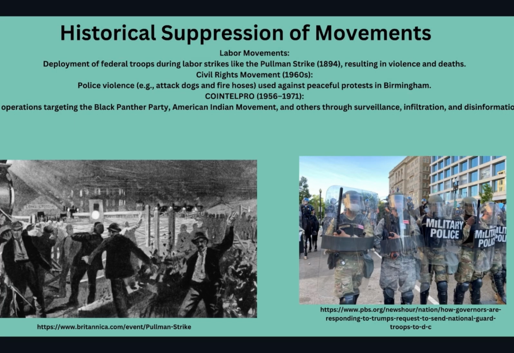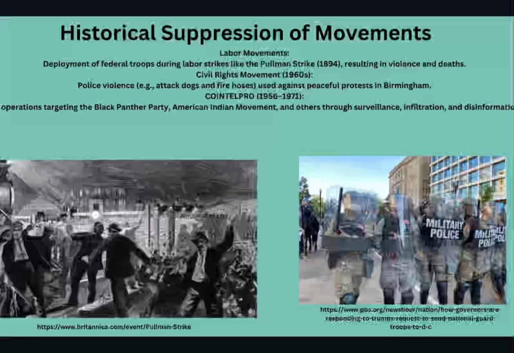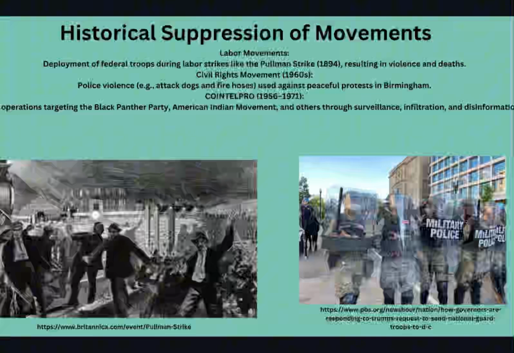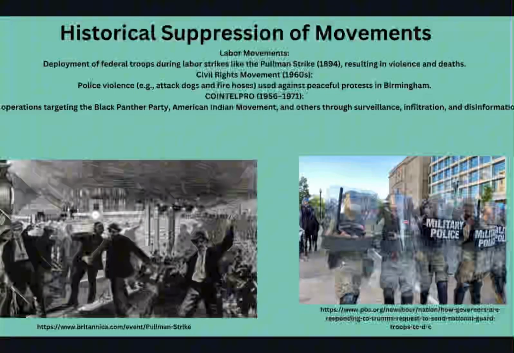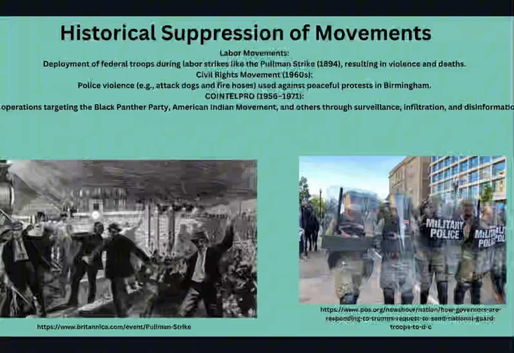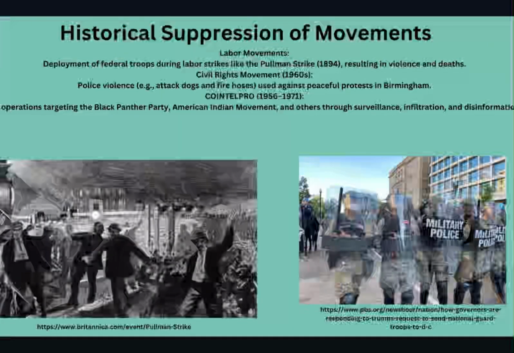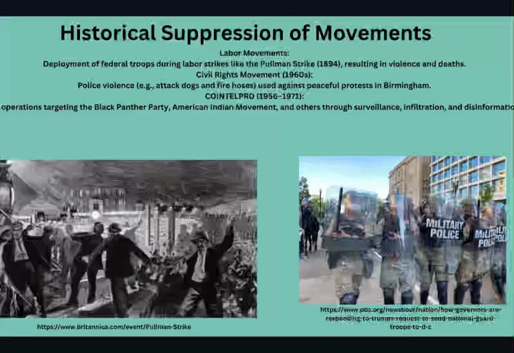In this slide, I talked about the historical suppression of movements. Throughout history, powerful forces have sought to suppress social movements to maintain control and preserve the status quo. A clear example is the early labor movement in the United States during the late 19th and early 20th centuries. Workers fighting for fair wages and safe working conditions were met with violent crackdowns. Strikes like the Pullman Strike of 1894 ended in bloodshed, as government forces and private militias were used to suppress organizing efforts. Similarly, the civil rights movements faced not only social resistance but also systemic repression.